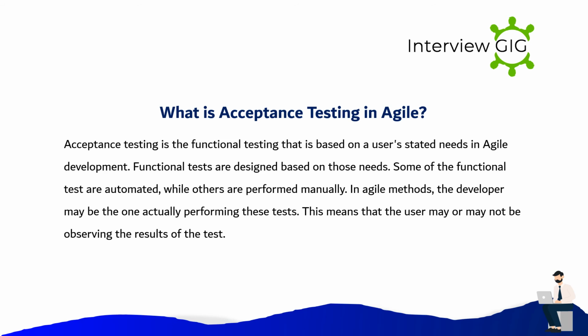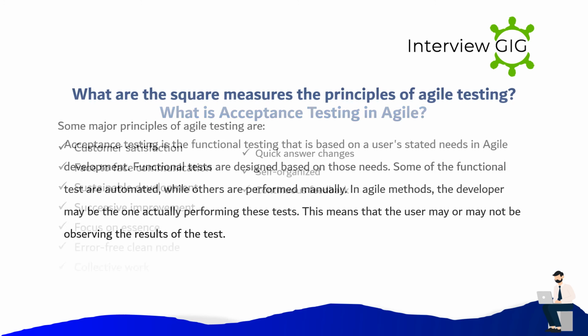What is acceptance testing in Agile? Acceptance testing is the functional testing that is based on the user's stated needs in Agile development. Functional tests are designed based on those needs. Some of the functional tests are automated, while others are performed manually. In Agile methods, the developer may be the one actually performing these tests. This means that the user may or may not be observing the results of the test.